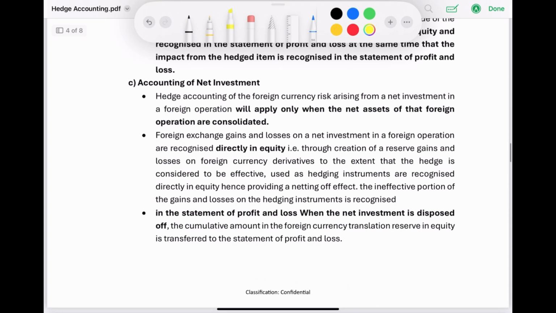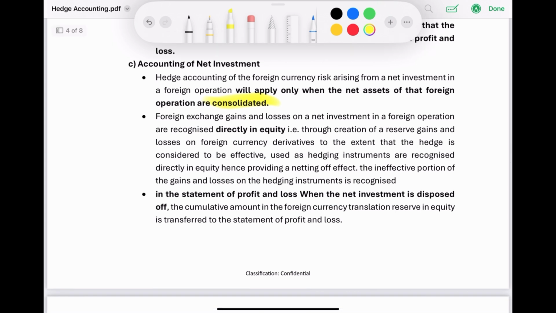Okay. Then the third, how to account for the net investment in a foreign operation. Here the hedge accounting for the foreign currency risk arising from the net investment in a foreign operation will apply only when the net assets of that foreign operation are consolidated. So at the time of consolidation only, this accounting for net investment will happen, not on a standalone basis.